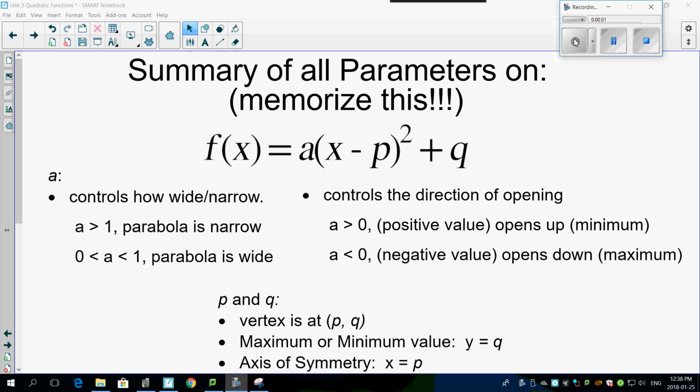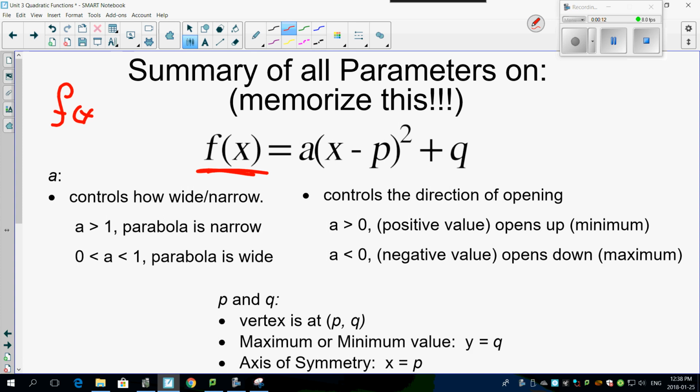So let's take a few minutes now and summarize everything that we've learned about this so far. Okay, so what does this look like? Our new equation for a parabola, our old one was just plain old f of x equals x squared. But look at all the fun stuff we put on this. For example, we put an a in front.